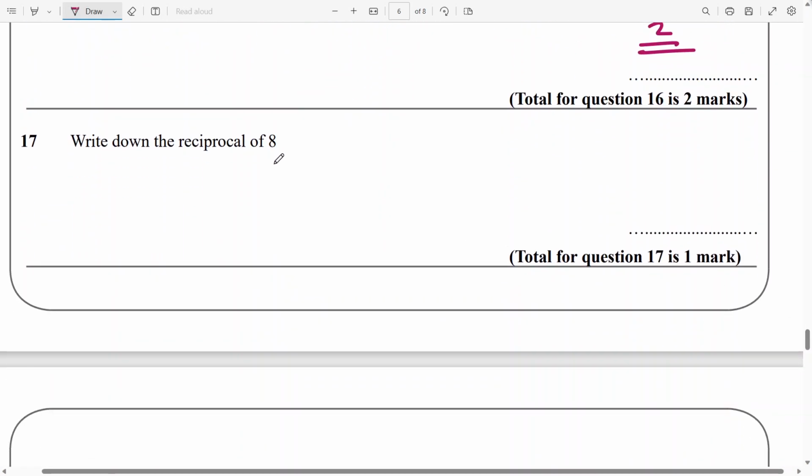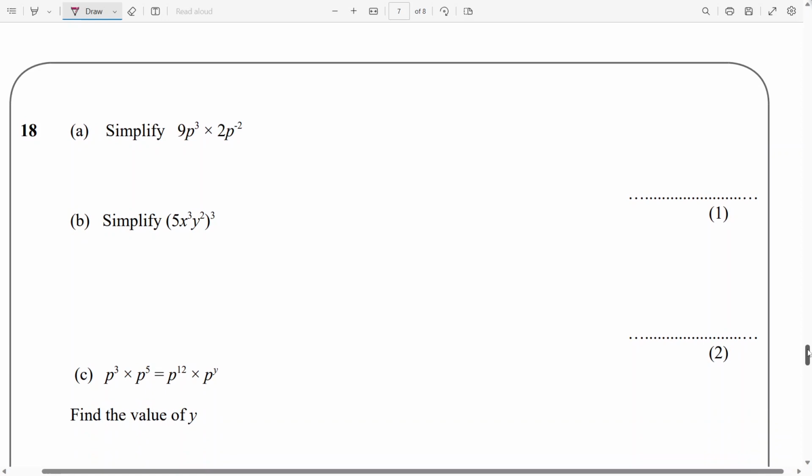Number 17, the reciprocal of 8. Well, that's going to be 1 over 8. Number 18, so we're going to multiply 9 times 2 and multiply the power of p. The 9 and 2 is 18, and p times 3 times p to the power minus 2 is going to be p to the power of 1. It's going to be 18p.